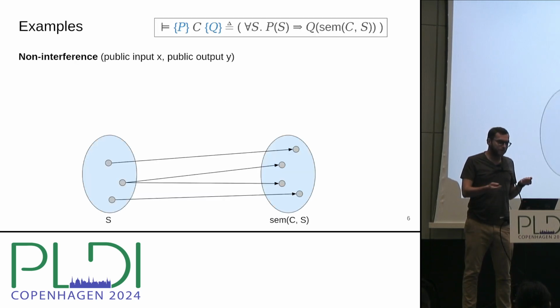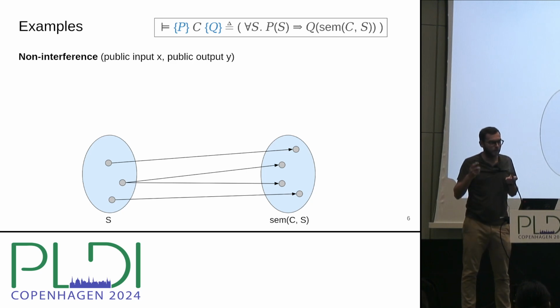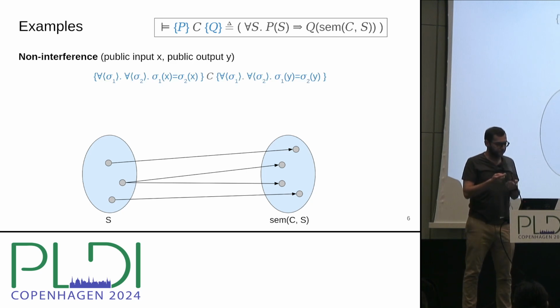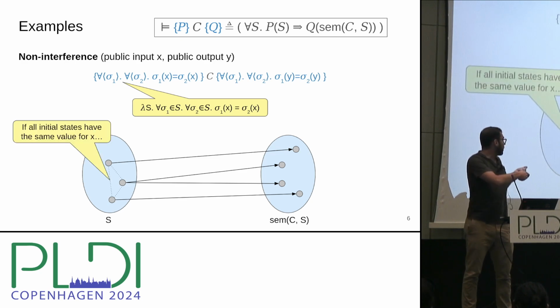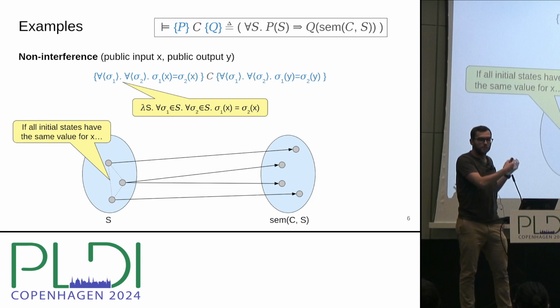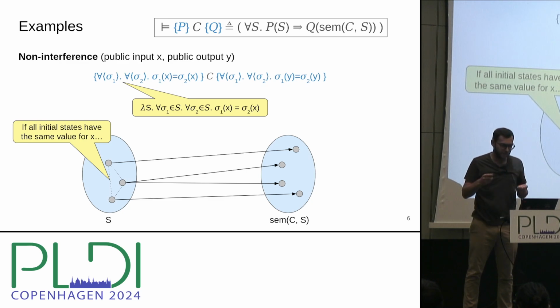If we want to express non-interference, where we assume our public input to be the variable x and our public output y, we can express it like this. Here we use some syntactic sugar. These angle brackets mean that sigma 1 and sigma 2 are part of the set S. So this precondition can be seen as all pairs of states have the same value for x, or equivalently, all the states have the same value for x.